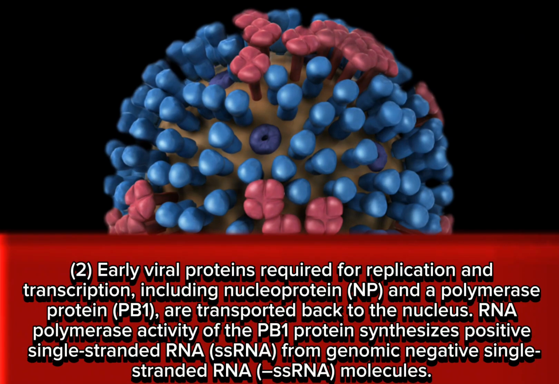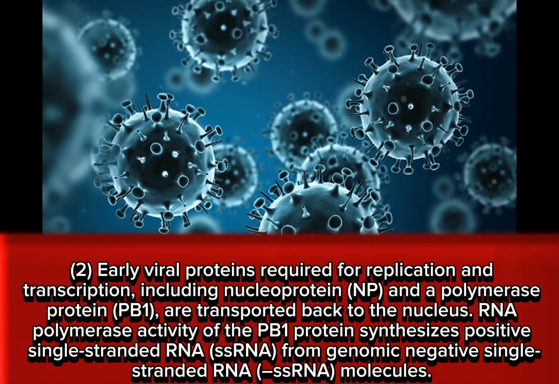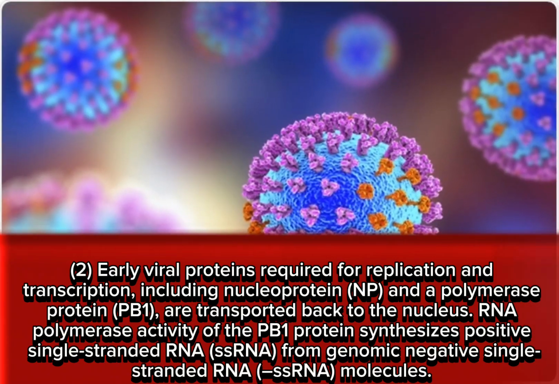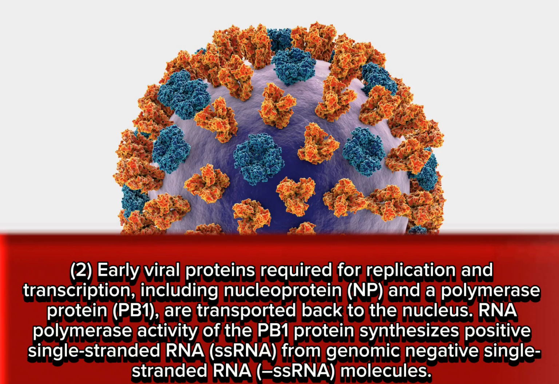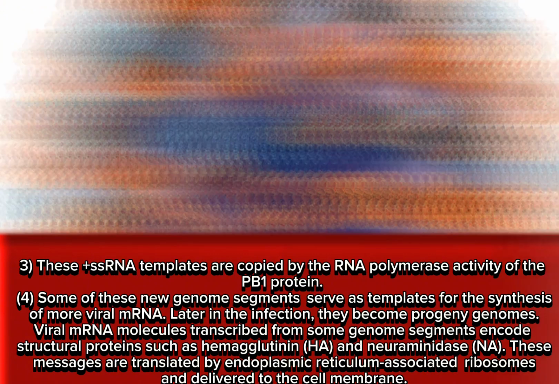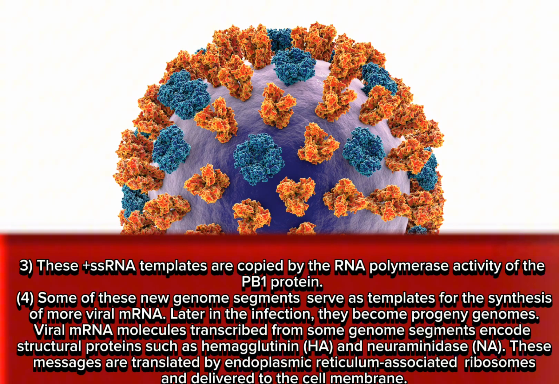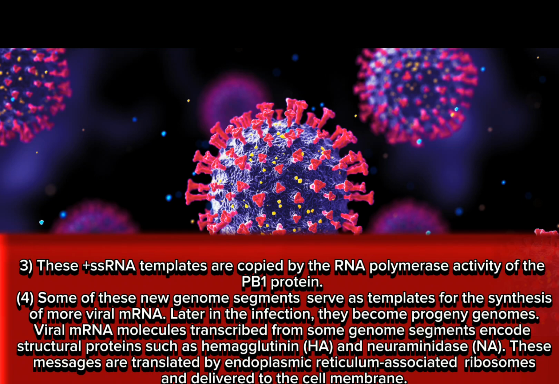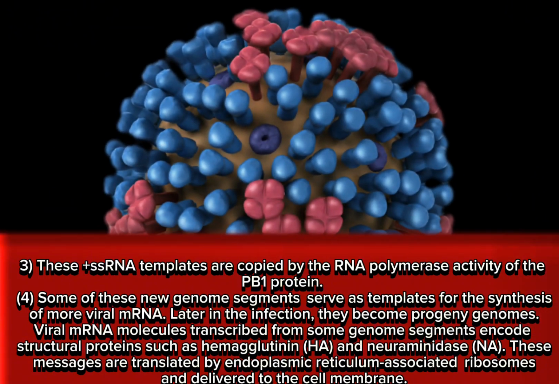2. Early viral proteins required for replication and transcription, including nucleoprotein NP and a polymerase protein PB1, are transported back to the nucleus. RNA polymerase activity of the PB1 protein synthesizes positive single-stranded RNA (+ssRNA) from genomic negative single-stranded RNA (-ssRNA) molecules. 3. These plus ssRNA templates are copied by the RNA polymerase activity of the PB1 protein. Some of these new genome segments serve as templates for the synthesis of more viral mRNA. Later in the infection, they become progeny genomes.